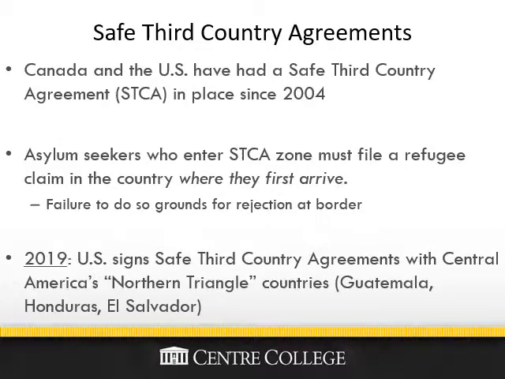So quite controversially, through the 2000s, you've seen the advent of safe third country agreements, which are agreements that the United States has utilized to minimize the number of asylum claims that are launched in the United States. So the very first of these agreements took place between Canada and the United States, and it's been in effect since the year 2004. So asylum seekers who enter a safe third country agreement zone must, by law, per the treaty, file a refugee claim in the country where they first arrive. So failure to do so is grounds for rejection at the border.